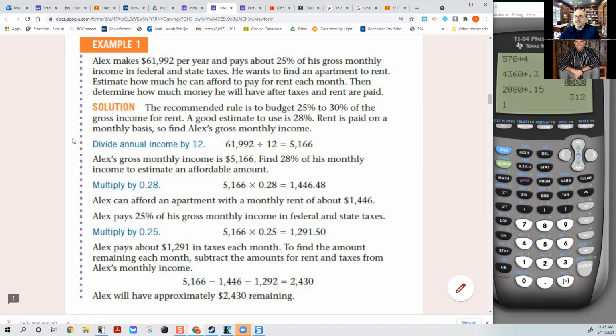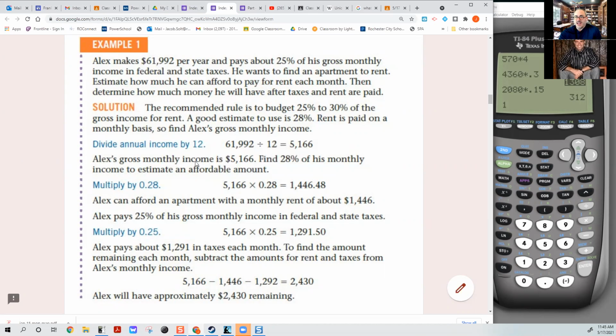Rent is paid on a monthly basis, so we're going to find Alex's gross monthly income. Take the annual income. Remember, this 61,992 is the annual, that's how much he makes per year. We need to figure out what he makes monthly. So we take the annual and divide it by 12, and we'll get $5,166 per month. Alex has a monthly gross income of $5,166.